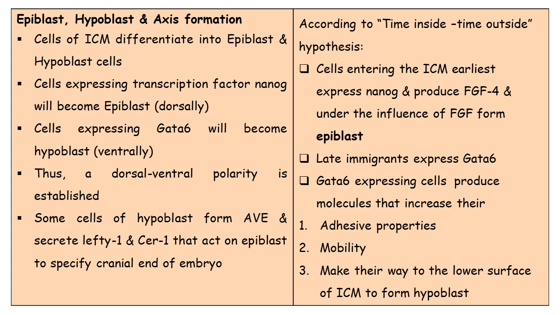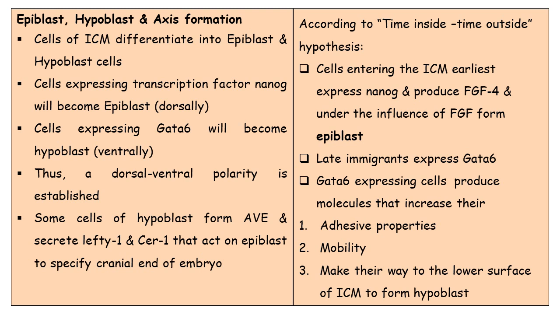So the AVE or anterior visceral endoderm cells of the hypoblast secrete some kind of transcription factor, and this transcription factor ultimately acts on epiblast, and the epiblast is now going to make the anterior end, or you can say cranial end of the embryo. So how is this achieved, that some cells are expressing the transcription factor nanos, and some cells are expressing this geta 6?